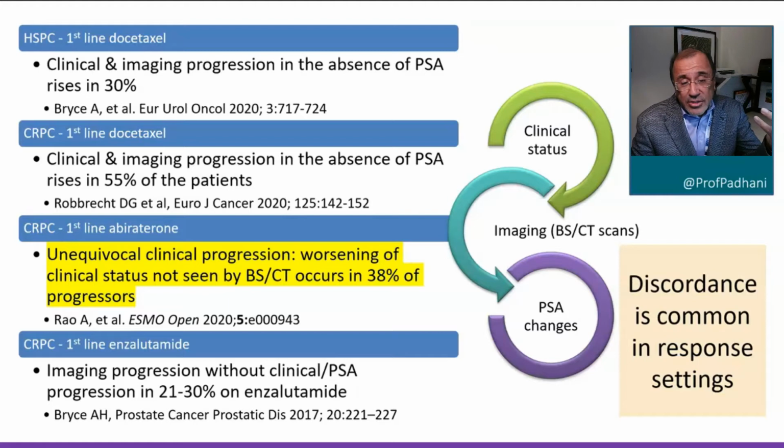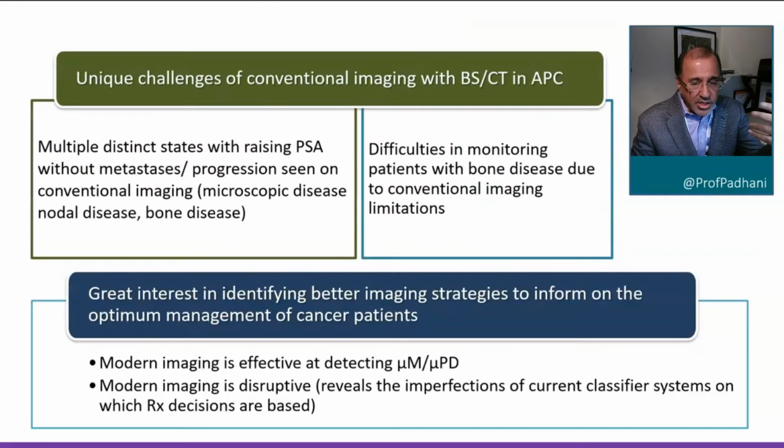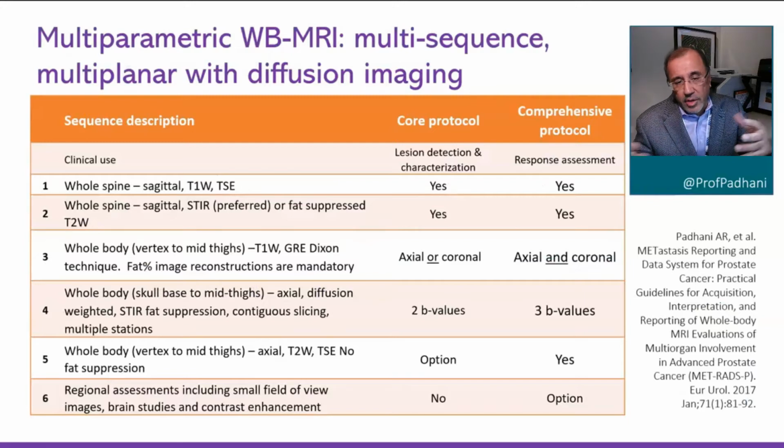So there's a great deal of interest in modern imaging to inform on the optimal management of patients with advancing prostate cancer, because we know that we can see microscopic metastatic disease and microprogressive disease. But modern imaging is disruptive because it reveals the imperfections of the classifier systems on which treatment decisions are made. And one of the next generation imaging technologies is multiparametric whole body MRI.